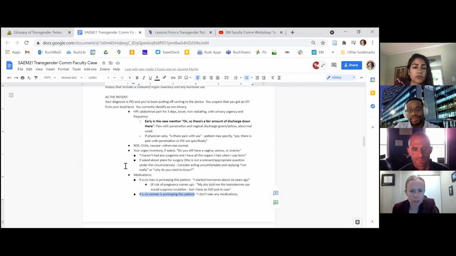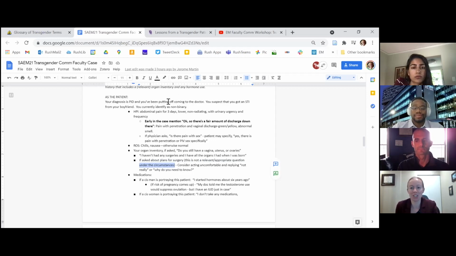A couple of other details: junior residents may ask about plans for surgery, which technically isn't a relevant question under these circumstances. And so the patient might say, oh, not really, or why do you need to know that? Because it's really more of an invasive question than is appropriate in this setting. And so reinforcing, following the case, that the organ inventory is important for making sure you're treating the patient correctly, but future plans for surgery is kind of none of your business.